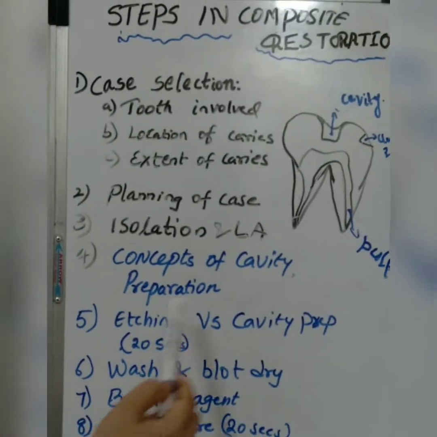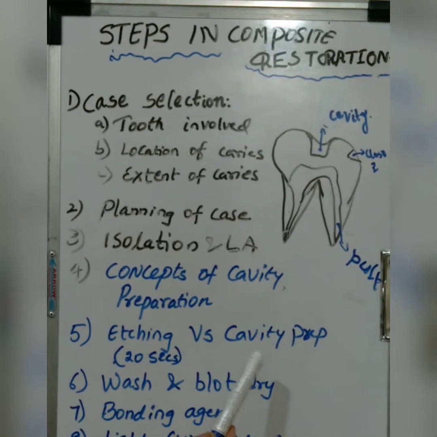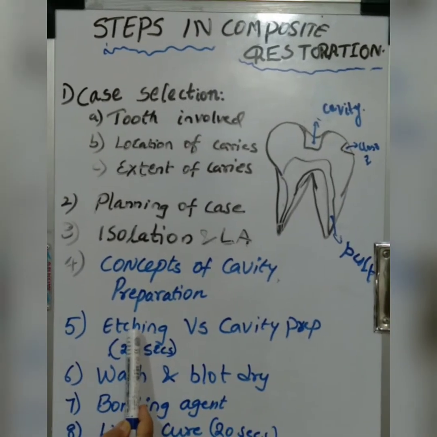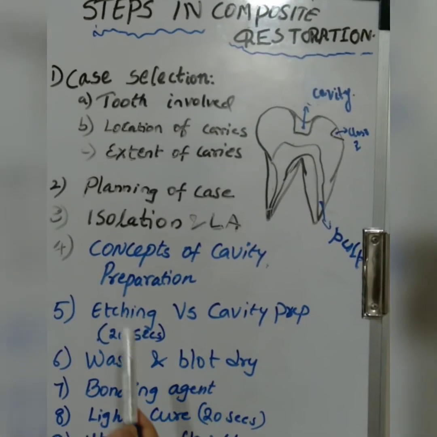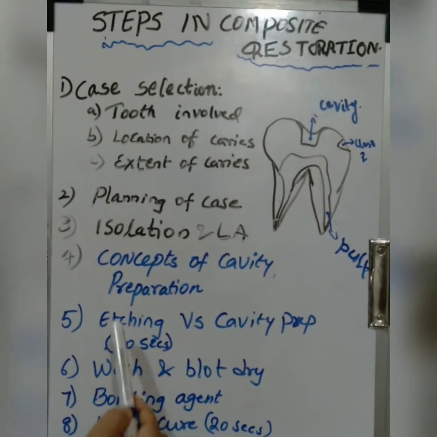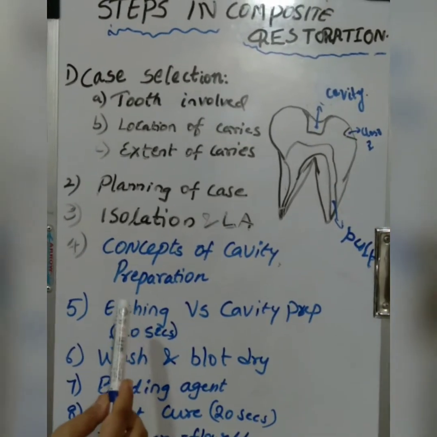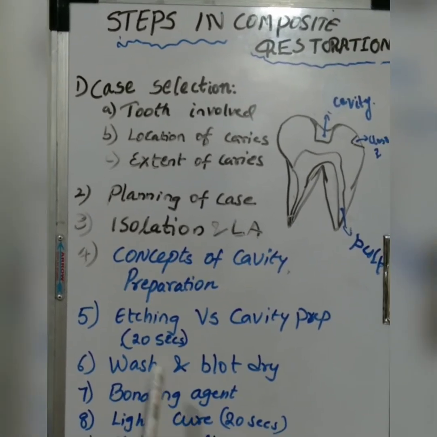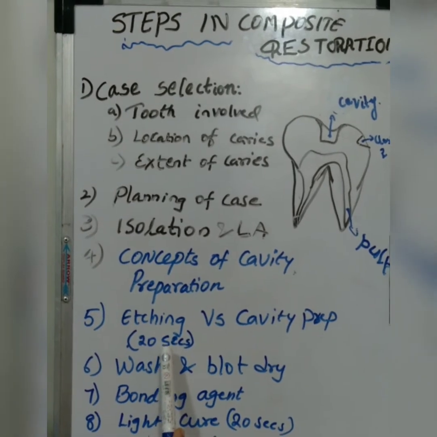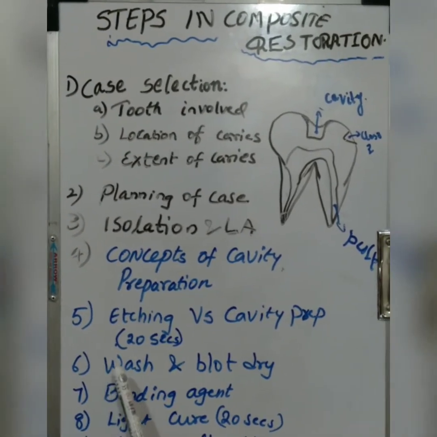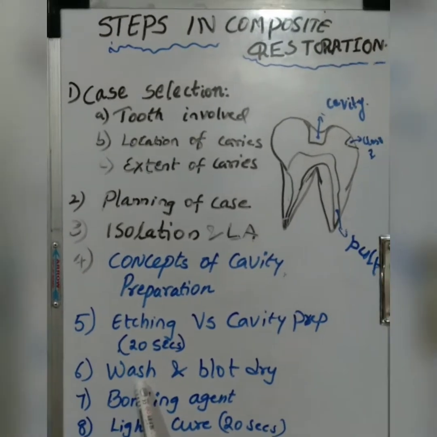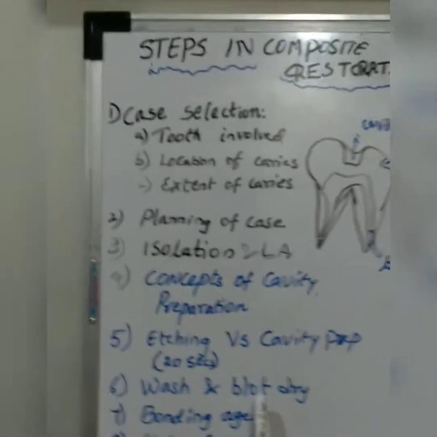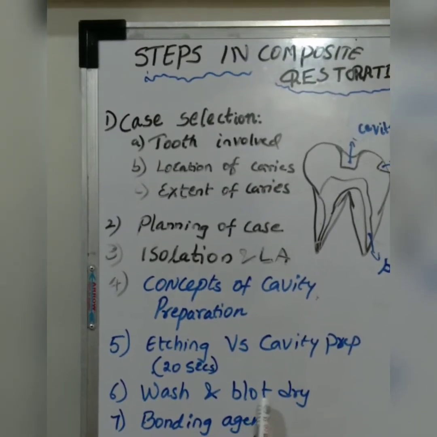The next step is etching. Depending on which type of preparation you have done, you have to follow the concepts of etching. It can be total etch, selective etch, or partial etch. So we have to follow those concepts. If you are doing etching, then the time should be 20 seconds. Usually the latest concept is selective etch. Once you have done this, after 20 seconds, you have to wash. After washing, you should not over dry it. Over drying of tubules is not a good technique. You should do blood dry.